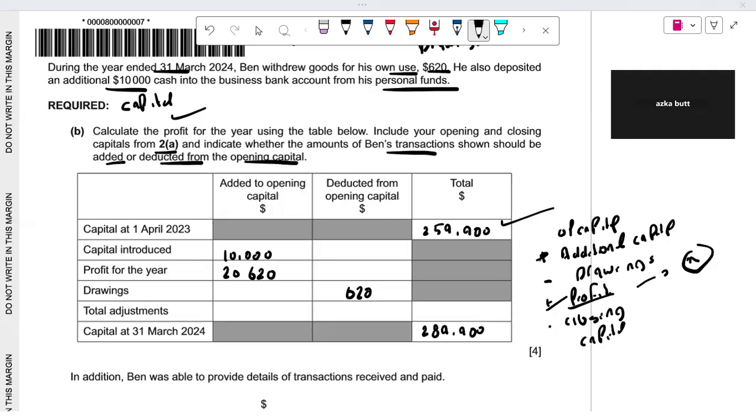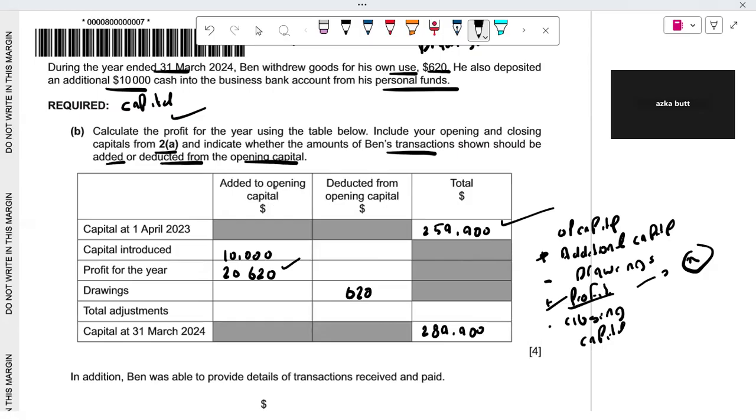Previously, we were adding the additional capital. Now we will be reducing the additional capital. So it means that you need to deduct the 10,000. Previously, we were adding the opening capital with the additional capital, but now we will be deducting the opening capital, and opening capital is 259,900. So if you do this, you'll get the answer for profit for the year, which is 20,620.